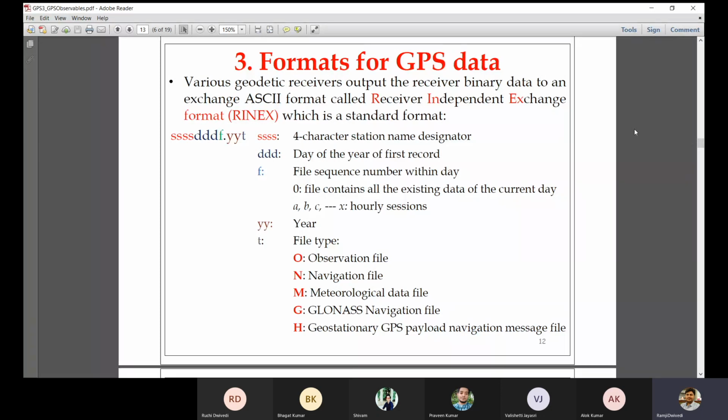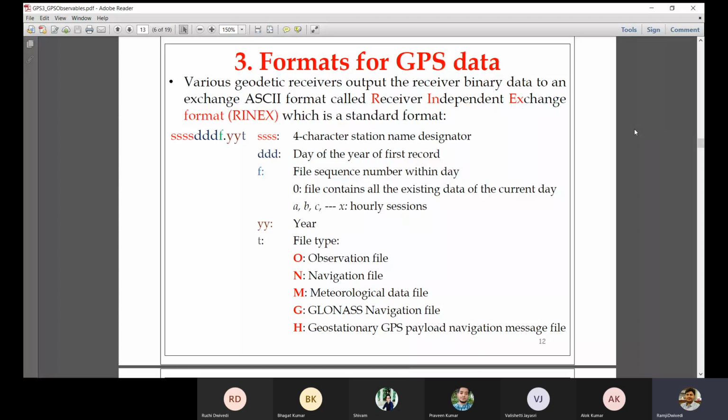So RINEX file has a particular name. At the first, SSSS is nothing but the 4-character station name. DDD is the day of the year. अभी आपको मैंने बताया हुआ है कि जीपीएस को जनवरी, फरवरी, मार्च नहीं पता है, उसको पता है 001 और 365। That means day 1 of the year, day 365th of the year. F is the file sequence number within day. 0 for current day, whole day, or A, B, C means hourly sessions. Okay. YY is the year.